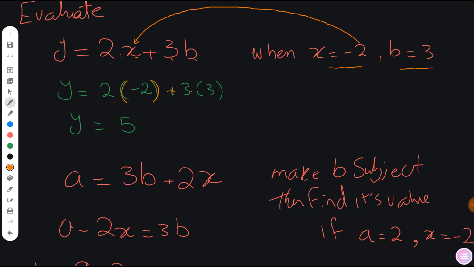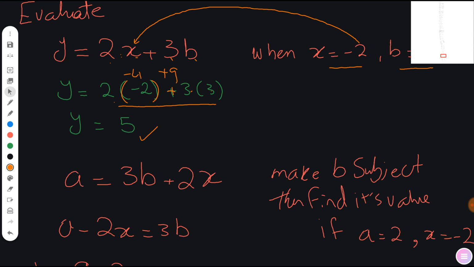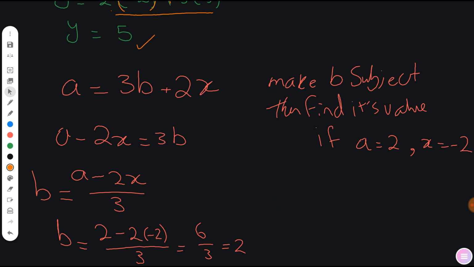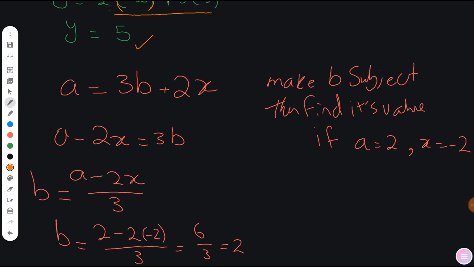Make b the subject, so first we will send this to the other side, a minus 2x, then divided by 3. Then substitute if a equals 2 and x equals -2: this will be 2 minus 2 multiplied by -2 in the bracket, over 3, and you can use your calculator to get this answer.